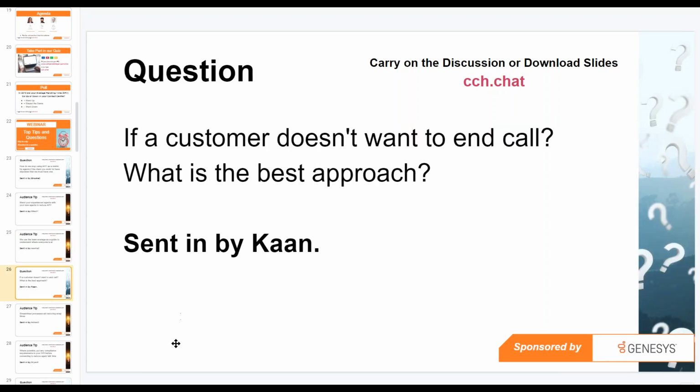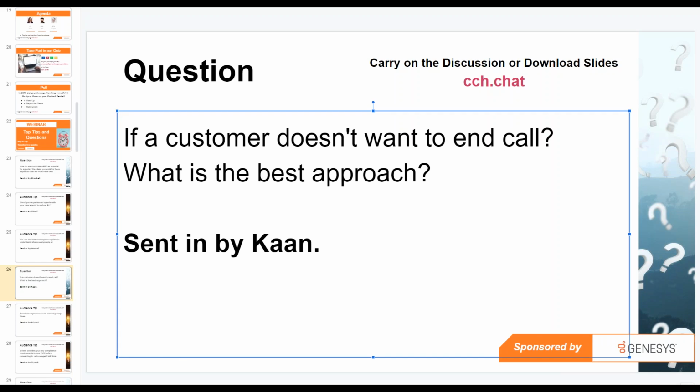Well, Carl's asked an interesting question here. If a customer doesn't want to end a call, what is the best approach? Kim, have you any thoughts on this? Well, that one's open to so many variables. Is it that they don't want to end the call because the query hasn't been answered? Is it that they haven't got the answer that they wanted? Is it that they don't talk to people very often, so they just want a bit of a chat? That's how you end up with a 72-minute call.